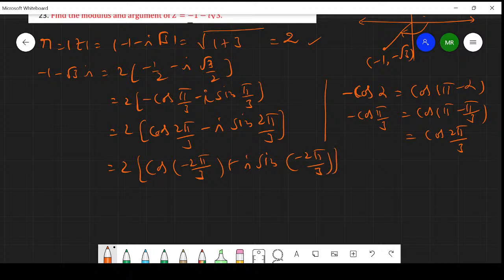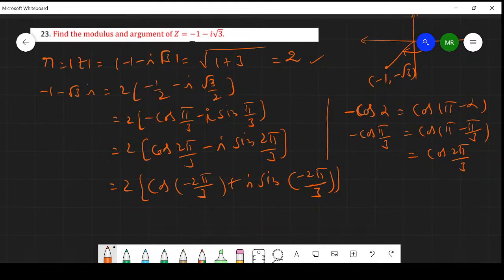Sir, why have I written like this? Because the polar form is cos theta plus i sin theta. I told you that here the amplitude is negative, so you should get a negative angle. See, cos of minus theta is cos theta, and sin of minus theta is minus sin theta. This minus I can consider here. So this is the polar form of the complex number.